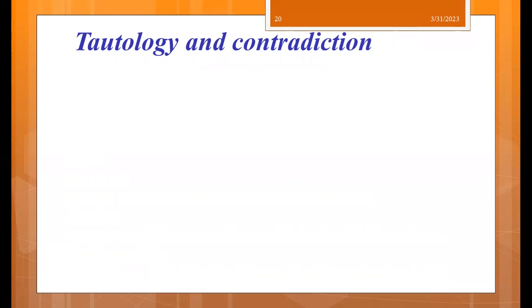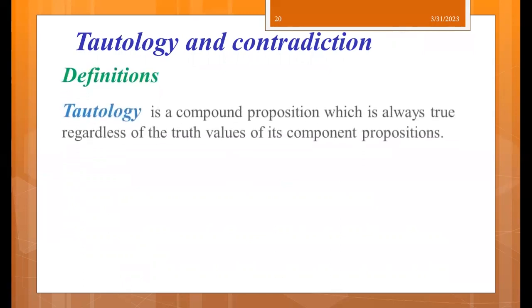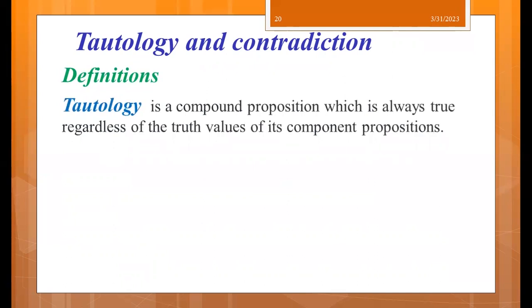Okay, the next one is, again, on compound statements: tautology and contradiction. So let us see first their definitions. A tautology is a compound statement which is always true regardless of the truth values of its component propositions. Whatever the truth values of the components are, if the truth value of the compound statement is always true, then the compound statement is a tautology.